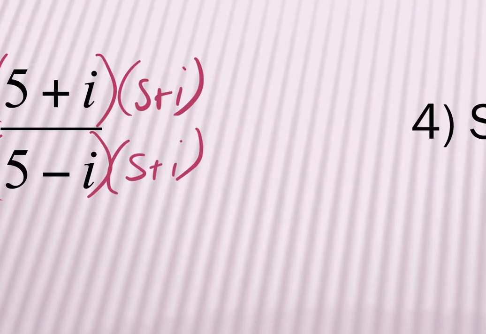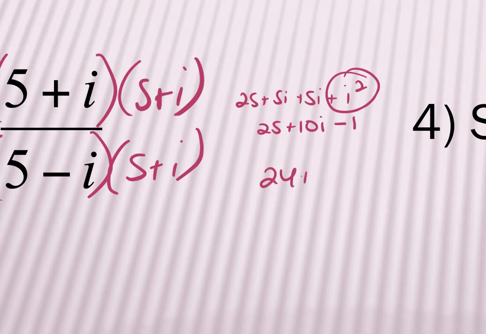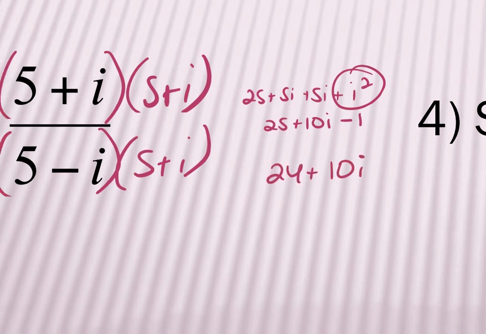In the numerator, I could use the squared shortcut, or I could FOIL it out: 25 plus 5i plus 5i plus i squared. 25 plus 10i minus 1, because this becomes negative 1. And I get 24 plus 10i in my numerator.